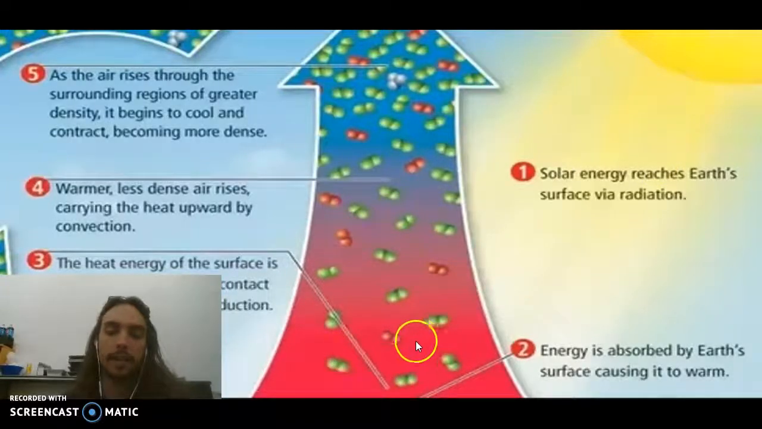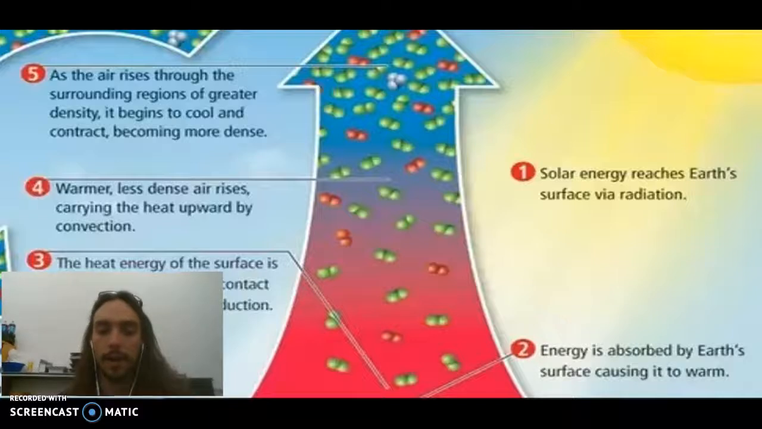And then that surface energy is going to be transferred into molecules of air that the surface is touching in the troposphere. So that's conduction because the surface molecules are touching the air molecules here and warming it up. That's the important thing to know about conduction. That's number 3 right there. So then number 4, the warmer, less dense air will rise, creating a convection current, and it's going to rise upwards through convection.